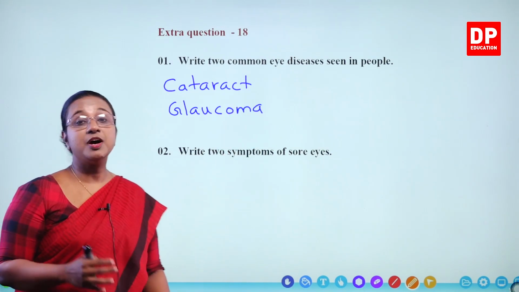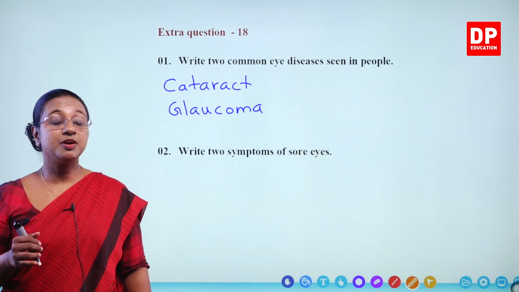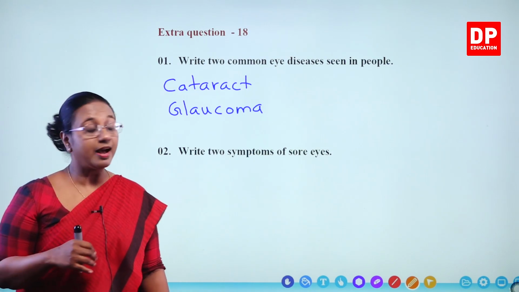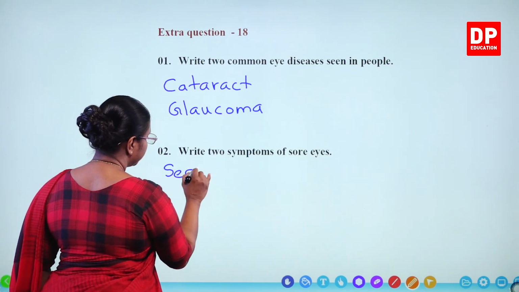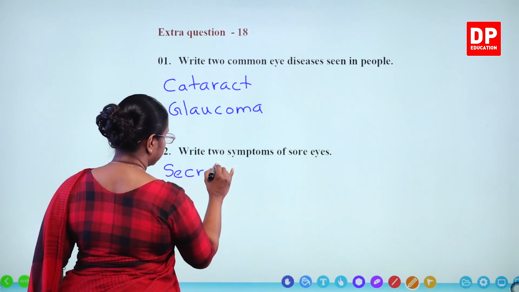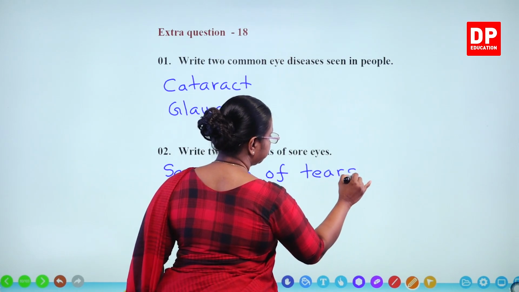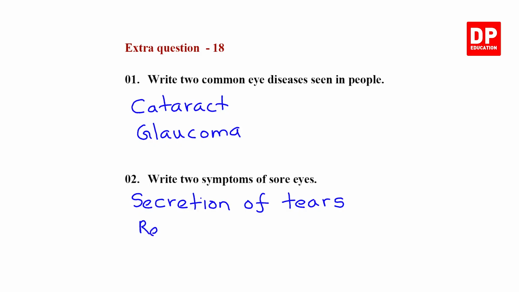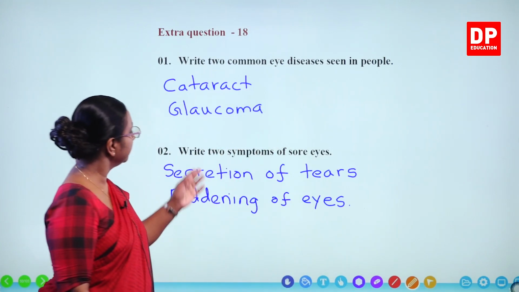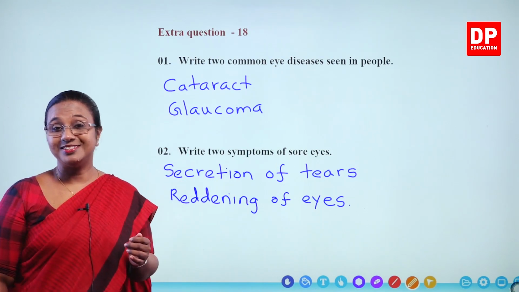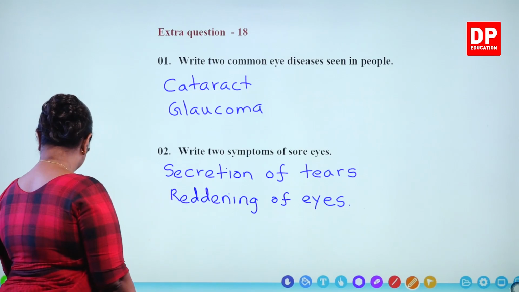Write 2 symptoms of sore eyes. What are the symptoms of sore eyes? Secretion of tears and reddening of the eye. So, secretion of tears and reddening of eyes. So, those are the 2 common symptoms of sore eyes. I am sure you were also able to write the answers. With that, I will move on to the next one.